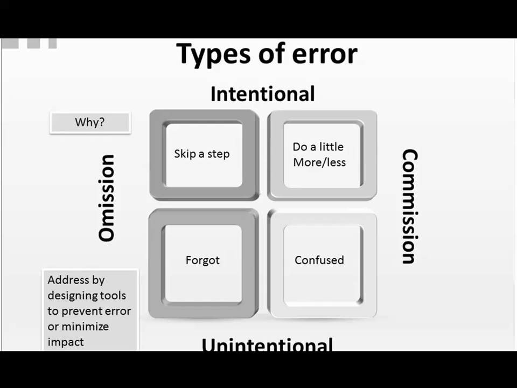Omission would be something that I did not do, and commission would be something that I did. So commission is an action, and omission is a lack of action. Intentional and unintentional, what it means. And you must be saying, this woman just said that sabotage is not an error. Well, intentional errors are not intended to do harm.